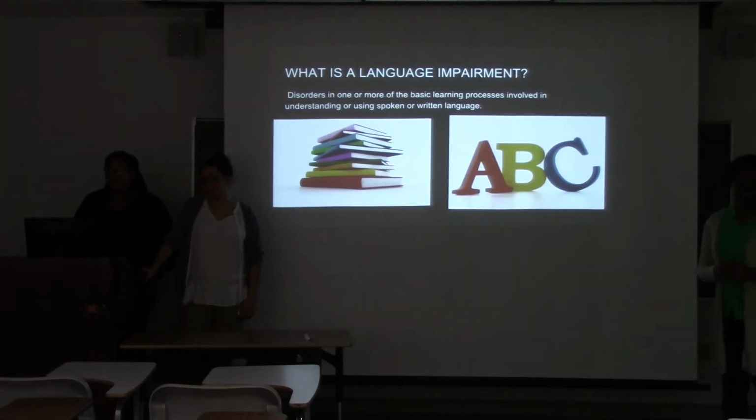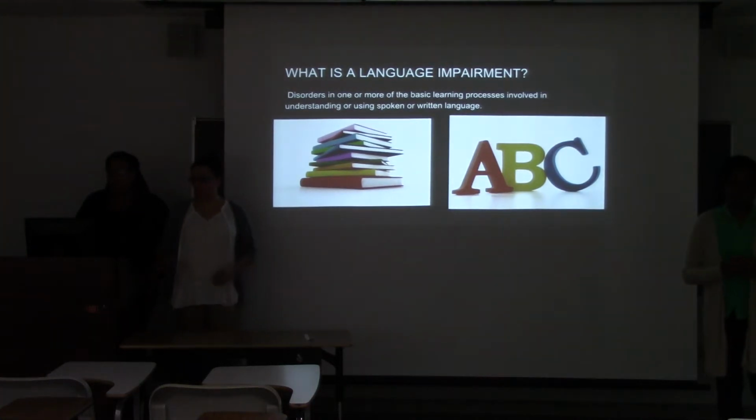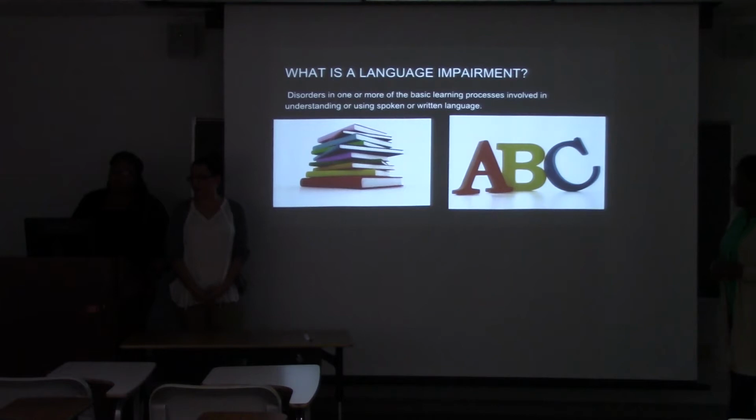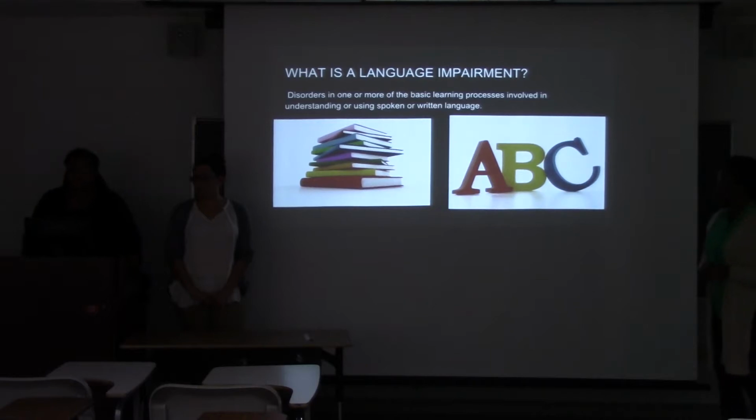Now, what is a language impairment? I just told you about the three Ds. A language impairment would fall in the category of a language disorder. It is a disorder in which one or more of the basic learning processes involved in understanding or using spoken or written language is affected.